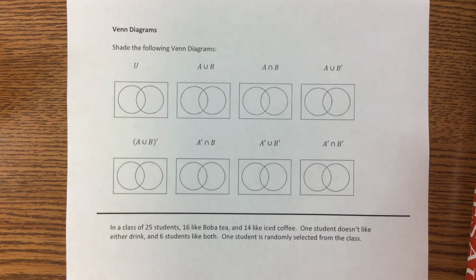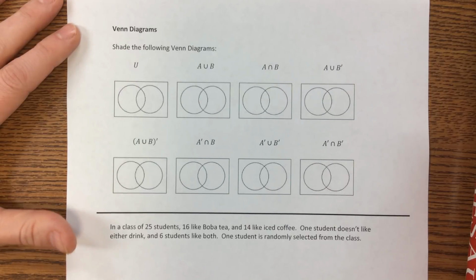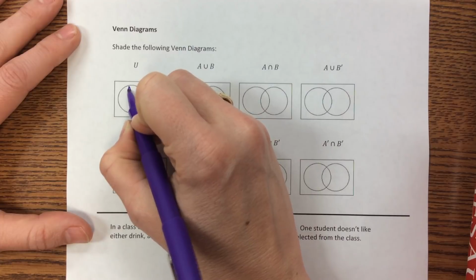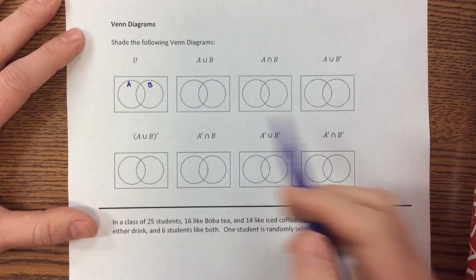Here we're going to use Venn diagrams to help us answer questions on probability. So first we're going to talk about some notation. We'll say that each one of these, this is A, this is B, on all of them. I didn't label it, but let's go with it.